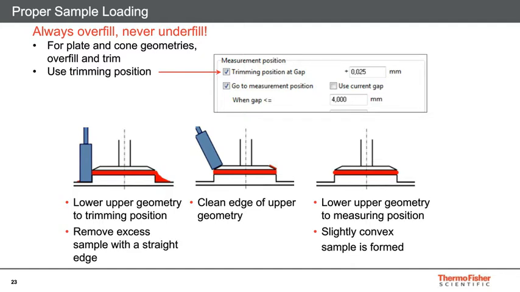And a properly loaded sample should have the slight convex bulge at the outer rim. Okay? So if the sample is properly loaded, trimmed, and at the proper measurement height, you should see this bulge. Okay? And that's ideal. So it's always crucial to make sure you check that you have proper sample loading before running the measurement.